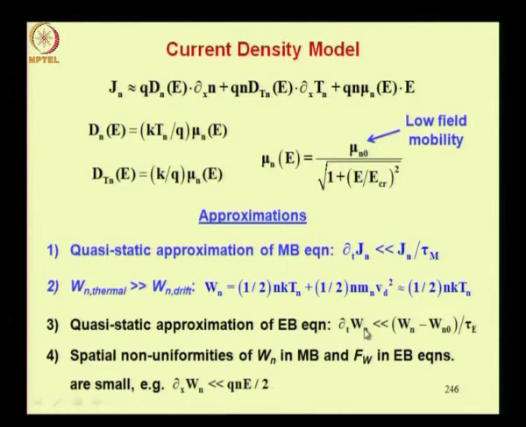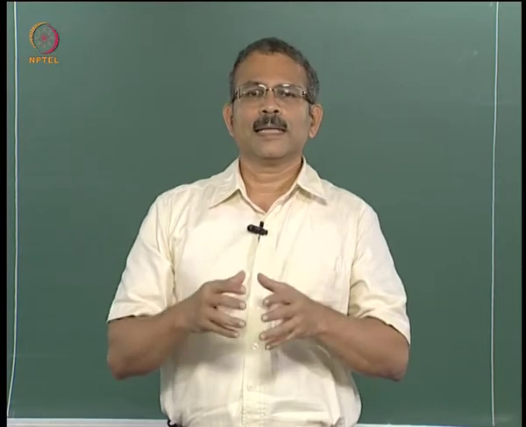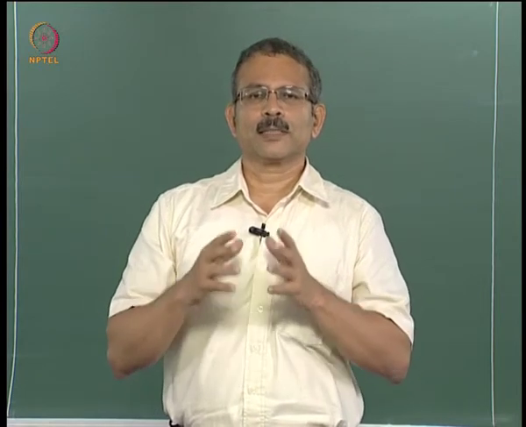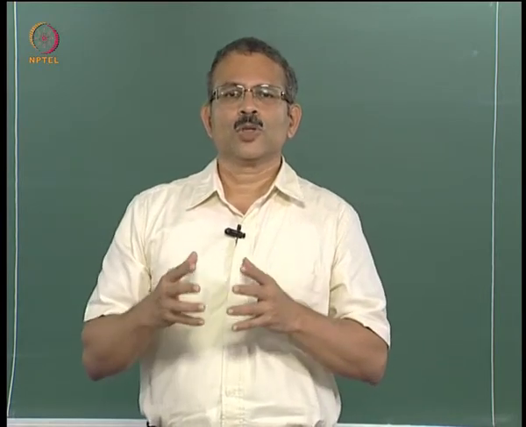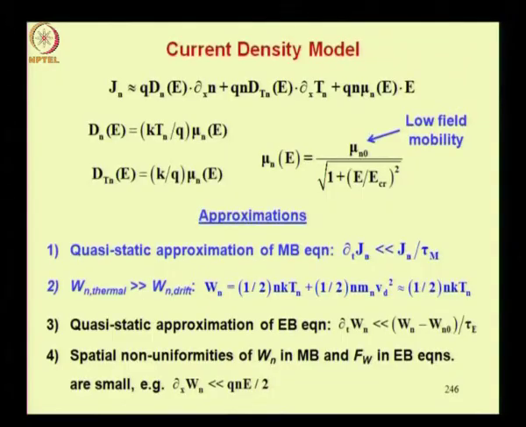Now when you neglect this term, evidently this term is small. However, we have been emphasizing that a term is small not in that it is absolutely 0, but it is small compared to the other terms. So which term do you compare with? As we have shown here, you compare it with the term Wn minus Wn0 by tau e. The reason for that is, look at the energy balance equation.